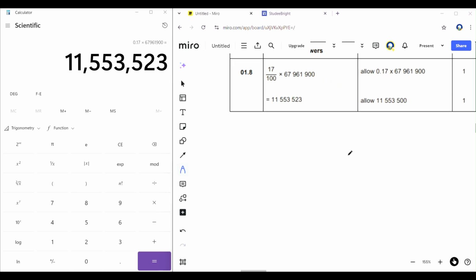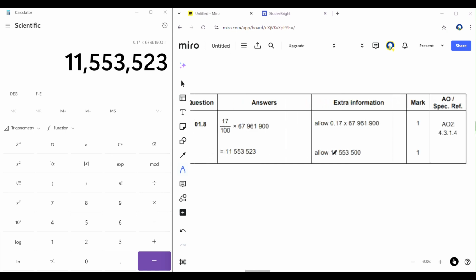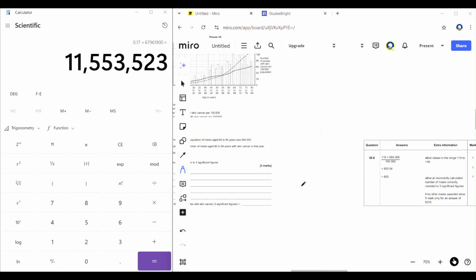All right, so let's have a look at the mark scheme, and that is exactly what we have here, right? And they have allowed you to round it to 6 significant figures here, and you'd still get the mark, and you get the mark for writing this down as well. You could have written 17 over 100, and times it by that, which would give you this value. Okay, right, so let's move on to the next question, application question.